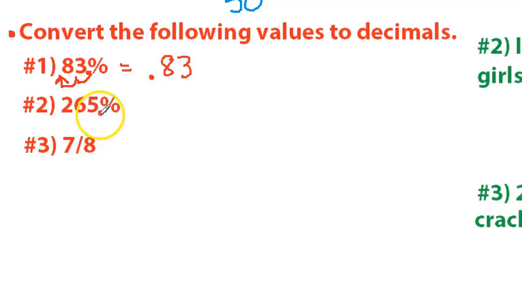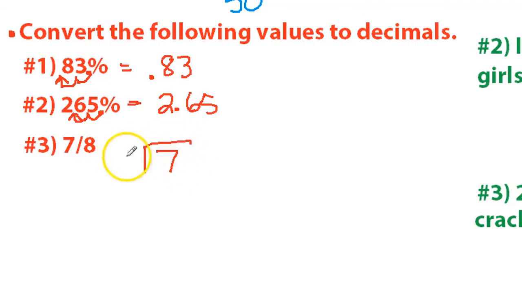Okay, here we have 265%. I'm going to move it over 2 spots to the left. That would put it at 2.65. Now 7/8, ooh, it's a fraction. Anytime you have a fraction and you want to convert to a decimal or a percent, you got to convert it to a decimal. So let's go ahead and do 7 divided by 8.